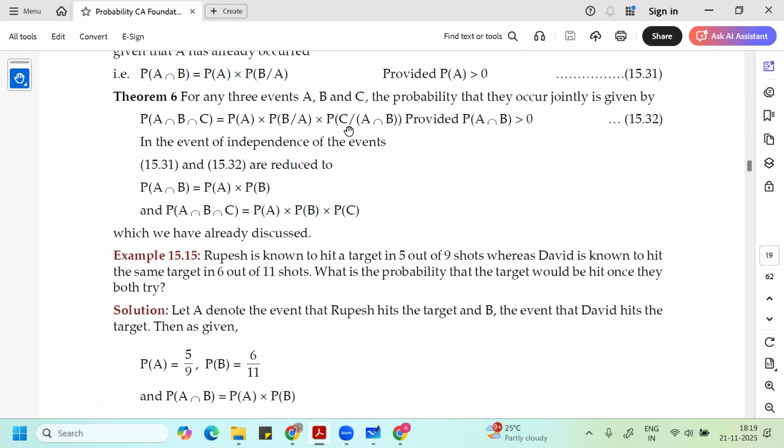So in this kind of question, it is given that Rupesh is known to hit the target 5 out of 9 shots. So the probability that Rupesh hits the target is 5 by 9. And David is known to hit the same target 6 out of 11 shots. So the probability that David hits the target is 6 by 11.